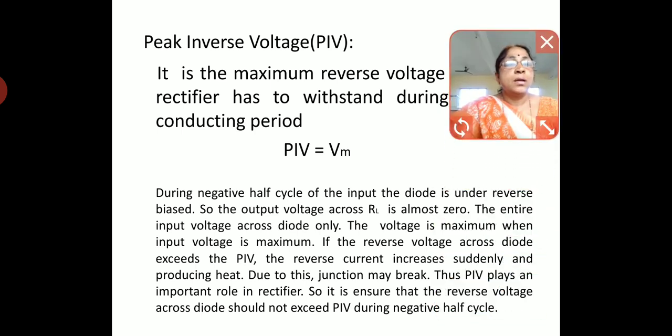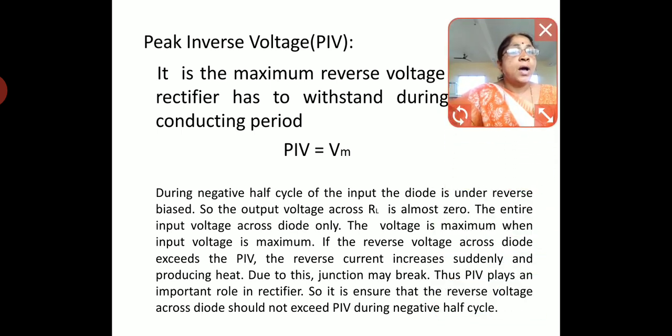So here, during a negative half cycle of the input, the diode is under reverse bias. So the output voltage across RL is almost zero. Then the entire input voltage is across the diode only. The voltage is maximum when the input voltage is maximum.